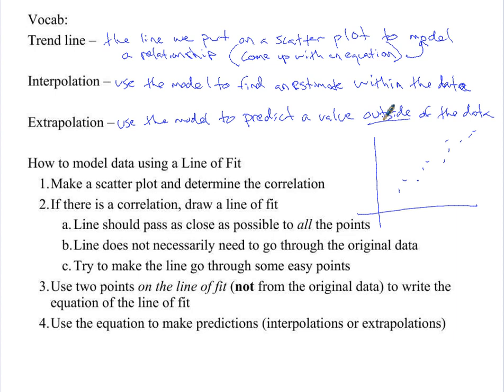Now, if there is a correlation, this is huge right here. If there's not a correlation, if you say no correlation, then there's no line to draw. You can always draw a line anywhere on anything, but that doesn't mean the line has meaning. There has to be a correlation for it to have meaning. So, if there's a correlation, then draw in your line of fit. On my little sketch here, I'll draw in a little line so that we can kind of see what I'm talking about. There we go.